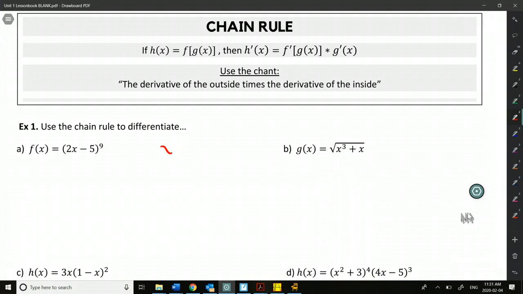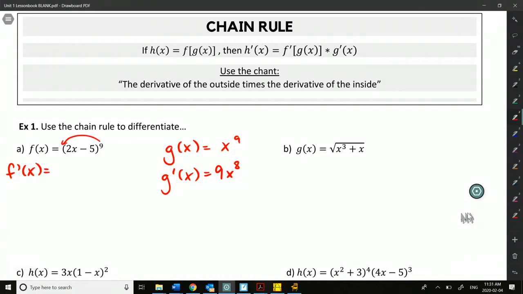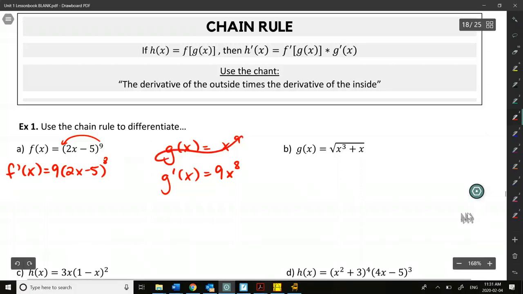You guys don't have to write this, but if I had the function g of x equals x to the exponent 9, what would you guys say g prime of x would be? 9x to the power 8. So that's the first part of the chain rule, is that when I'm differentiating f of x here, I do have to bring down the 9 like in power rule, and we have to subtract 1 from the exponent. Okay, but what about the 2x minus 5? That's a bit of a problem, right? Because I haven't accounted for the derivative of that interior part. So that's where chain rule comes into play here.